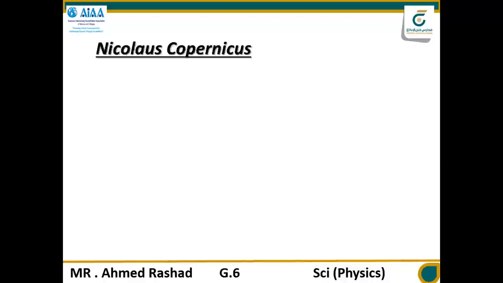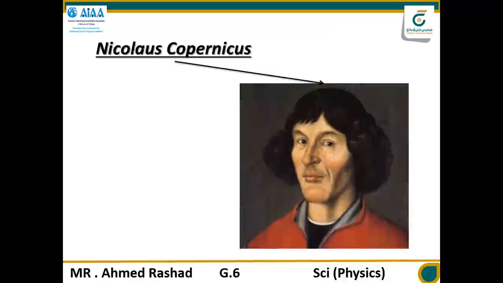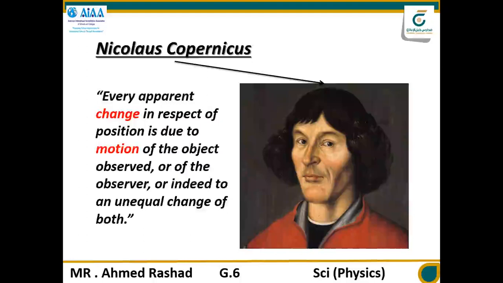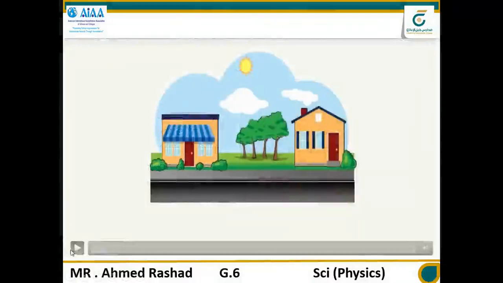Nicolaus Copernicus. What's this name? That's the name of the first scientist, an ancient scientist, actually a physicist, who talked about motion and how to describe objects in motion. Look at what this man said: every apparent change in respect of an object is due to the motion of the object observed, or of the observer, or indeed to an equal change of both. So that's describing motion. Motion is just a change of position relative to another object. We can watch this video to understand more deeply.